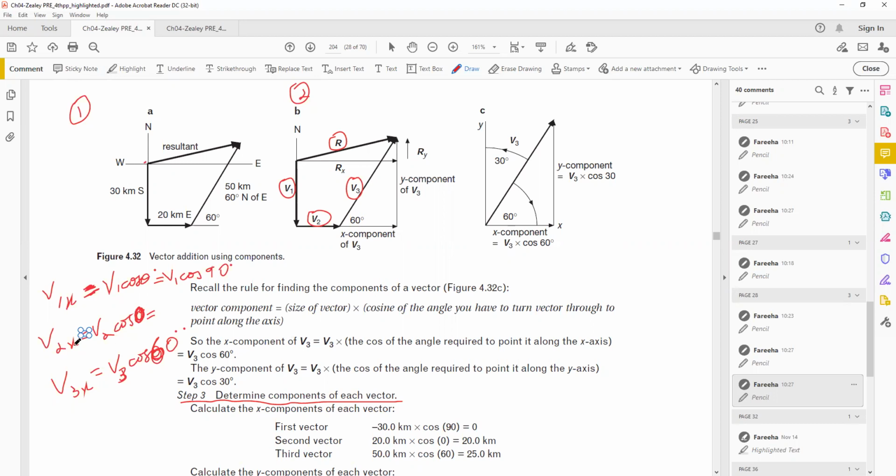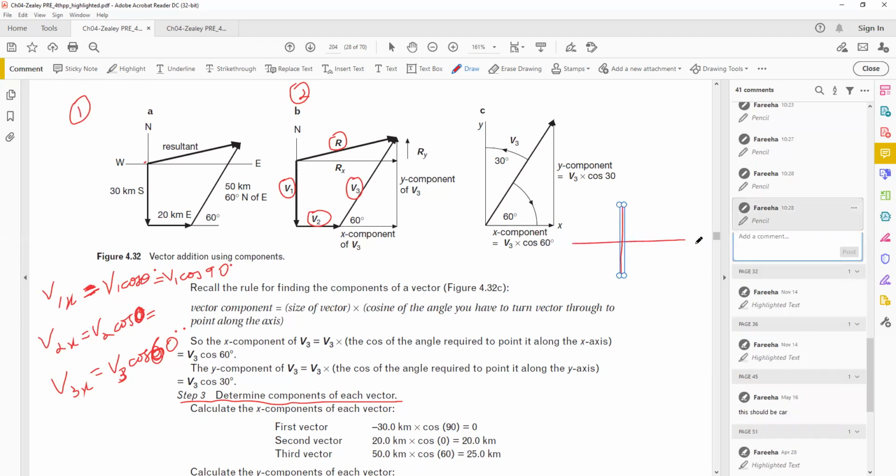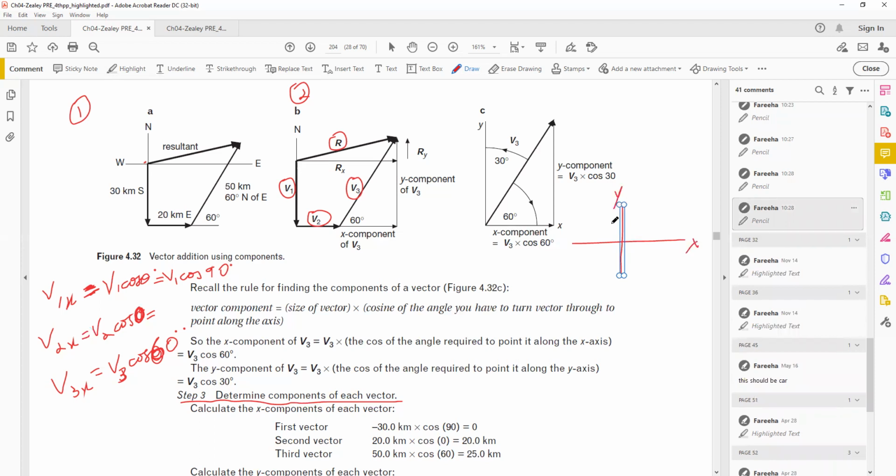Amna, okay. So when you look at your x, y, and z axis, this is x and this is y. A line that's parallel to the x-axis is making an angle of 0 degrees. Amna?